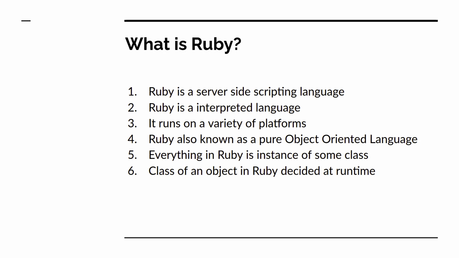Now, Ruby runs on a variety of platforms. So, what does it mean, variety of platforms? You can run Ruby on any type of operating system, like Windows, Ubuntu, or any other version of Unix system, or Mac OS as well. However, I would prefer doing Ruby development, learning, or practicing on either Ubuntu or Mac OS.